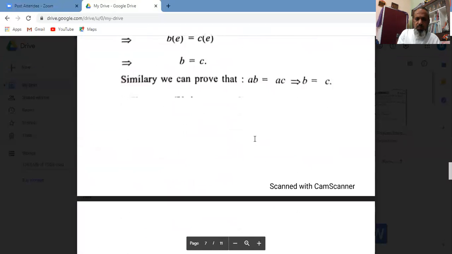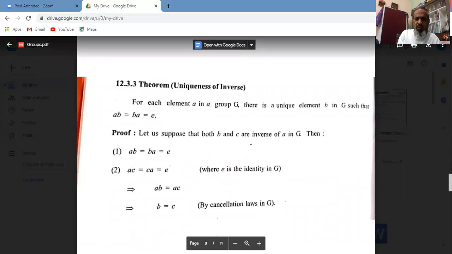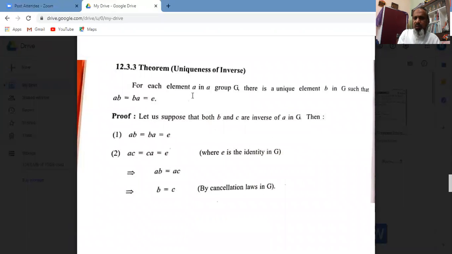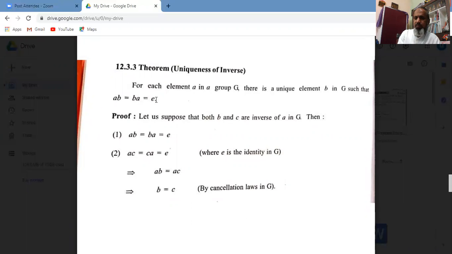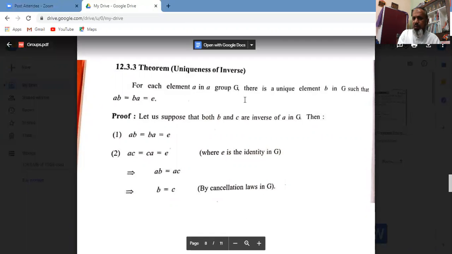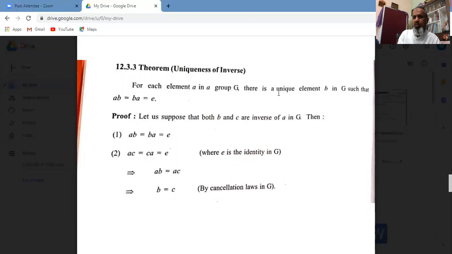Another one is uniqueness of inverse. For each element A in a group G, there exists a unique element B in G such that A into B is equal to B into A is equal to E. So B is the inverse of A. So in a group, the inverse of each element is unique. This is the statement of the theorem. For each element A in a group G, there is a unique element B in G such that AB is equal to BA is equal to E.